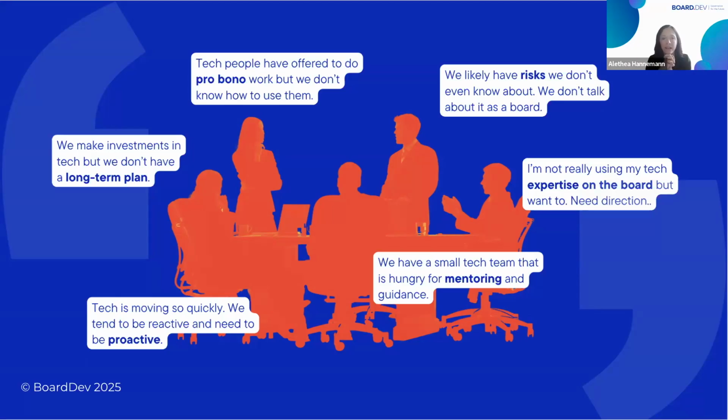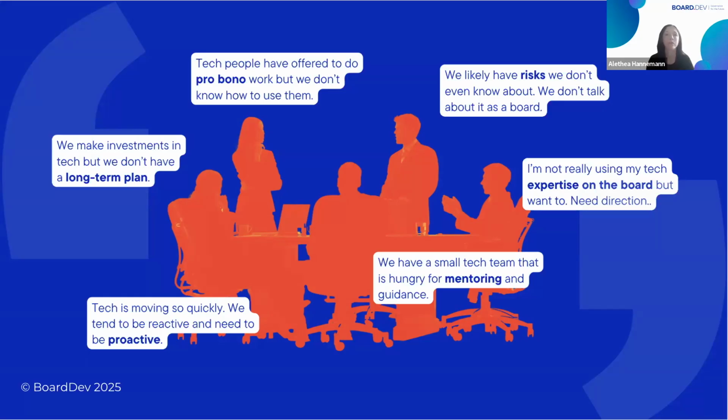But here on this slide, you'll see some of the things we often hear from board members when they're thinking about technology. Number one on the left, like we know we're investing in tech, everybody is, but I don't feel like we have a long-term plan. The board really wants to be involved in figuring out and understanding what that is. Or, the CEO will say tech people have offered pro bono work, maybe some free product, but we're not sure how to engage them because I don't speak tech. I'm not a tech project manager. How do I do that?